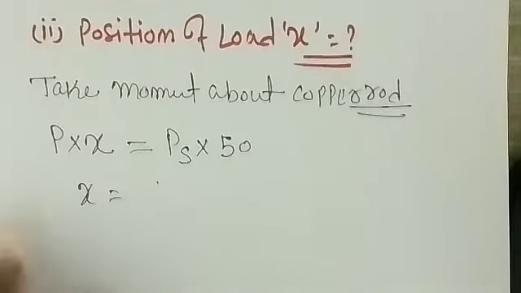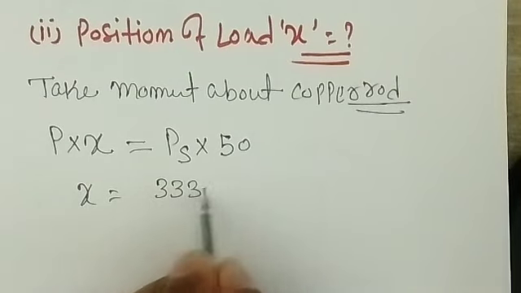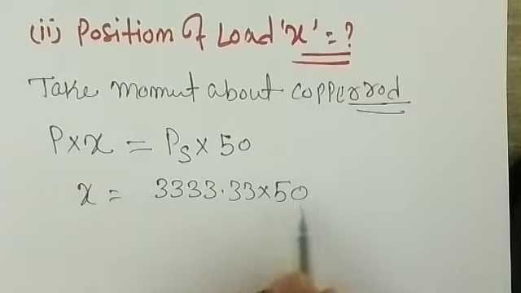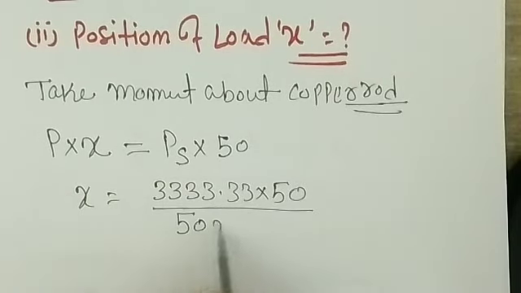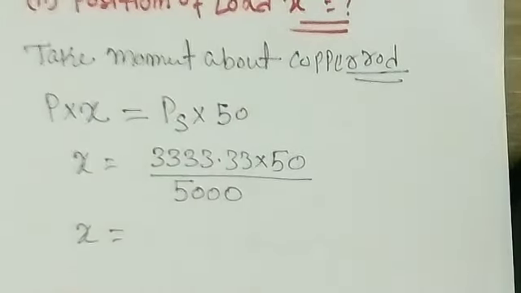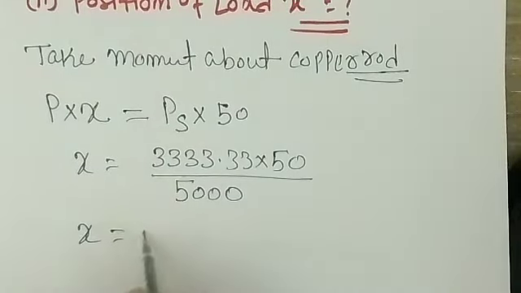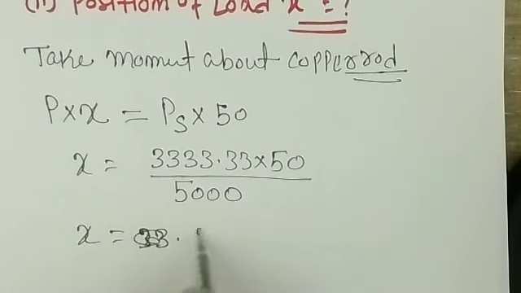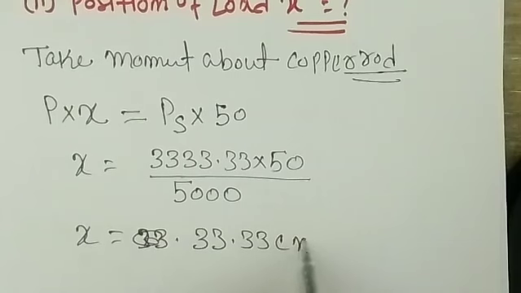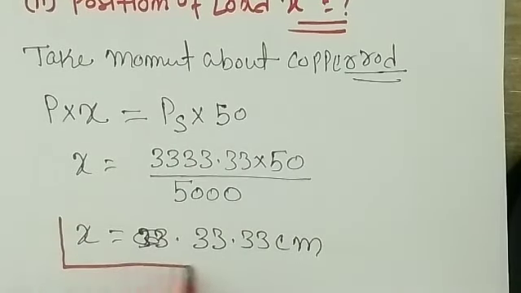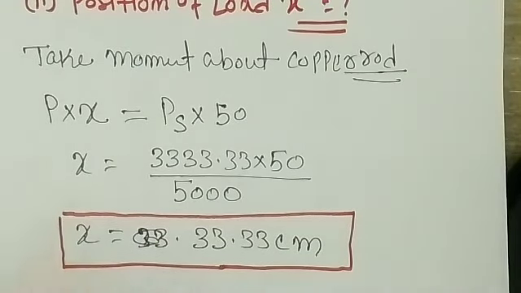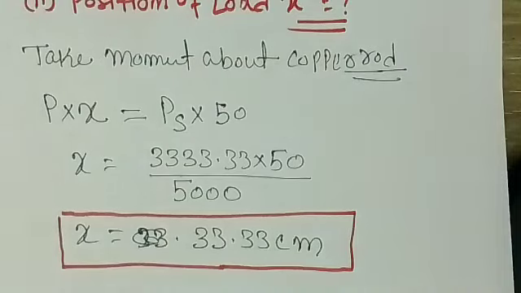load carried by the steel, which we have just calculated, 3333.33, into 50, divided by the total load, which is 5000, right? So this position you calculated. So that is simply 3333.33 into 50 by 5000. So your x is 33.33 centimeter from the copper rod. So the load of 5000 is applied at a distance of 33.33 centimeter from the copper rod, right?